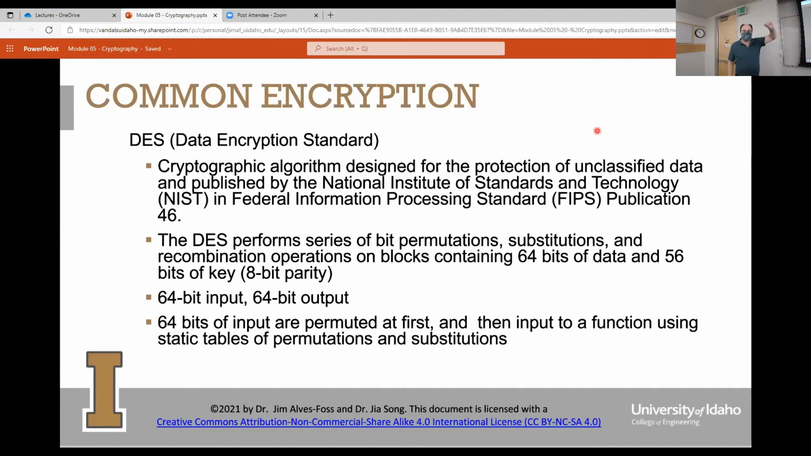Anyway, the DES performs a series of permutations. So it's going to take your 8-character input, 64 bits, arrange it in a certain way, substitute things. Actually, some of you may not know this, so give me a second here.